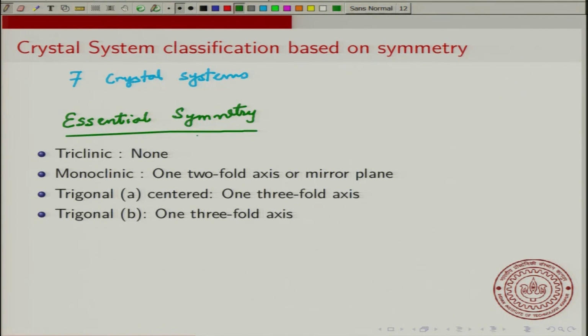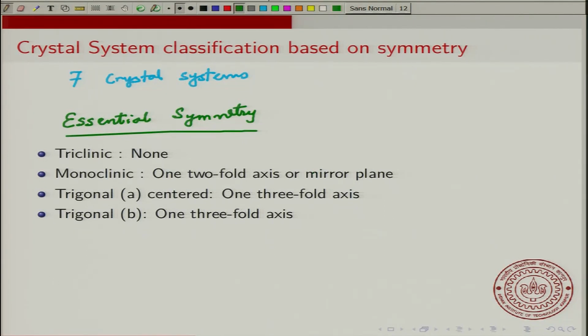Okay. So we are asking the question, what is the essential symmetry a crystal needs to satisfy in order to be called a triclinic? And the answer is none, it need not satisfy any symmetry. What is the essential symmetry a crystal needs to satisfy in order to be called a monoclinic crystal? It should have one two-fold axis or a mirror plane.